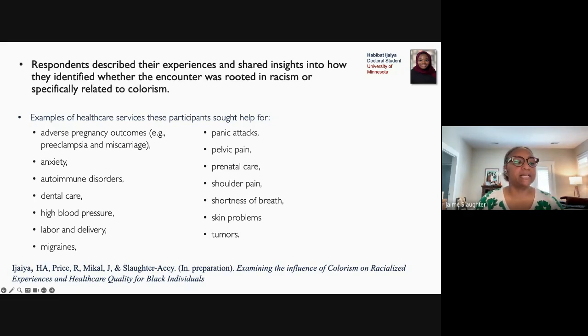The health services that individuals who participated in our study reported on were varied. There was a breadth of reasons why they were seeking healthcare. And I just want to acknowledge my doctoral student from when I was at the University of Minnesota, Habiba, who is a collaborator with me in analyzing this data and is using this data for her dissertation.